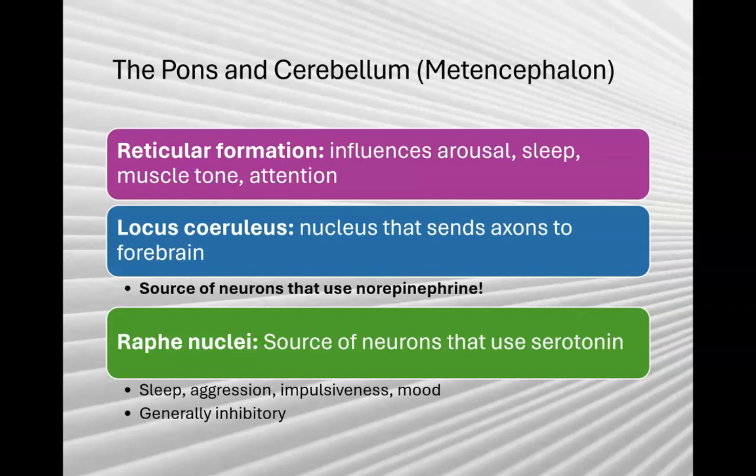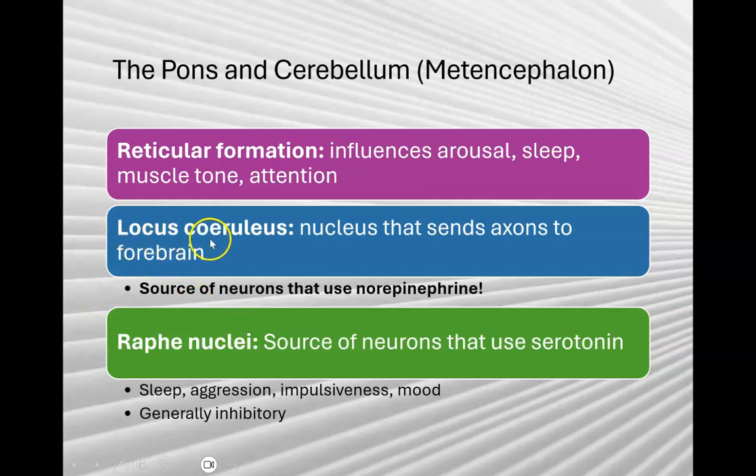Moving on up, we have the pons and the cerebellum, which make up the metencephalon. A few critical areas that we're going to talk about later on throughout this class. First of all, one area is the reticular formation. This is going to be really critical for things like arousal, our state of alertness, sleep-wake behavior, muscle tone, as well as attention. But I want to talk about two other critical areas in the metencephalon that are going to be really important. That's because these areas are involved in neurotransmitter production, or they involve neurotransmitters.